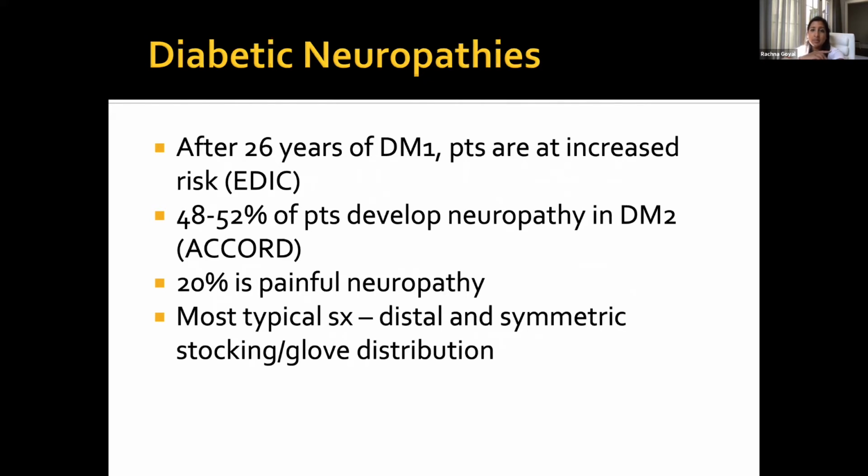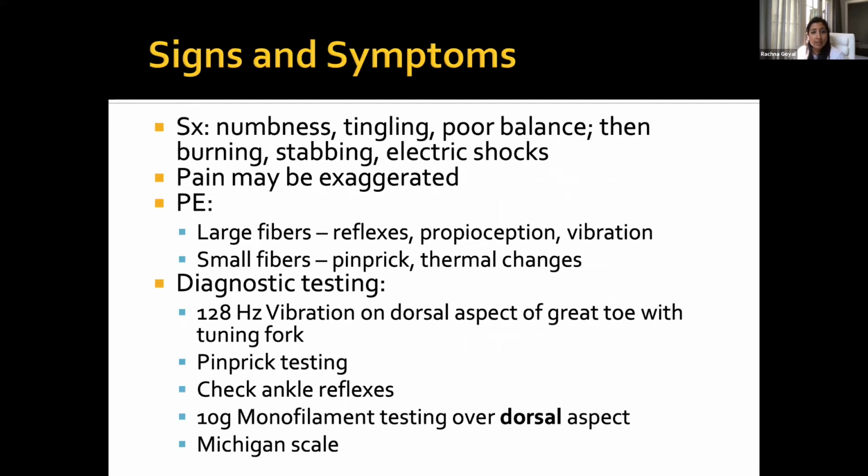The reason for that is because the large fibers are the ones that tend to get the most affected, and those are our longest fibers in our body. So a lot of patients will complain of numbness, tingling, poor balance, and then that can progress to burning, stabbing, and electric shocks. On physical exam, you always want to check their reflexes, check for proprioception and vibration, and then do the monofilament test as well.